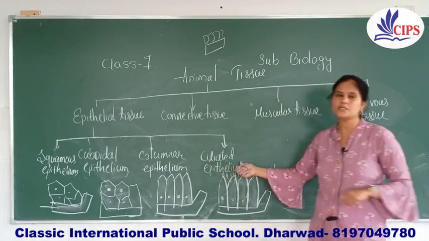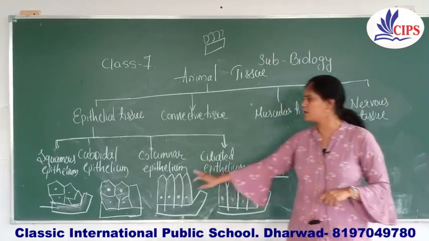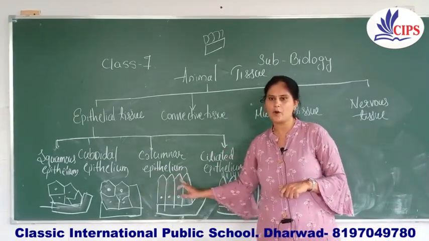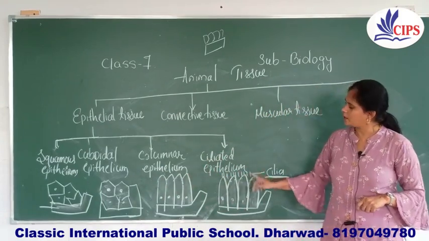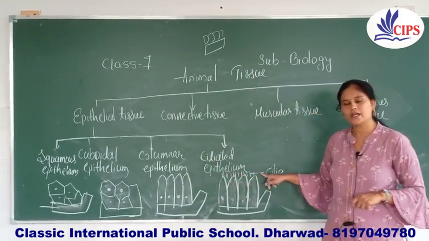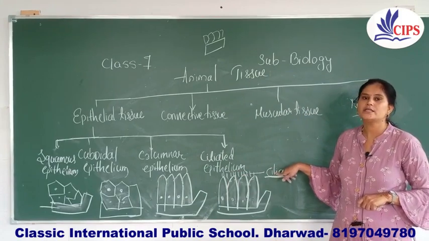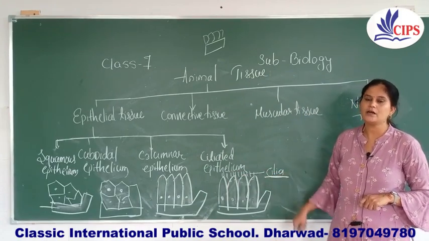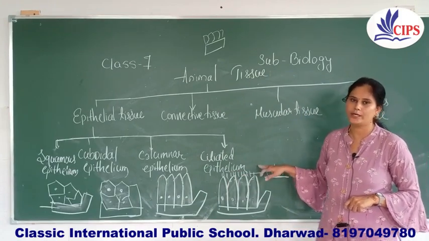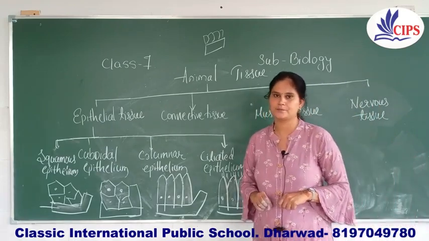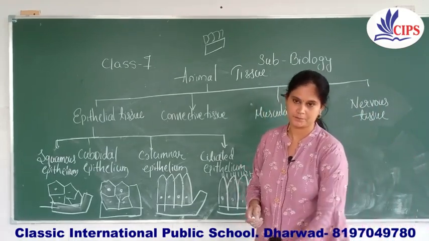absorption. And come to the ciliated epithelium. The cells are either cuboidal in shape or they may be column-like, but they possess hair-like structures, which are called the cilia, and these are present in the trachea or in the windpipe.